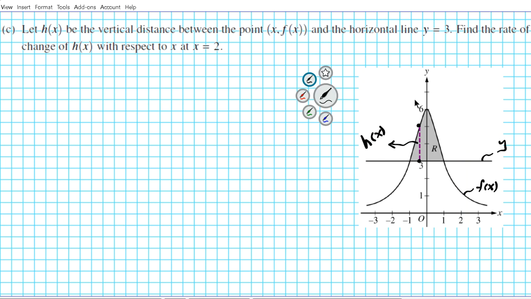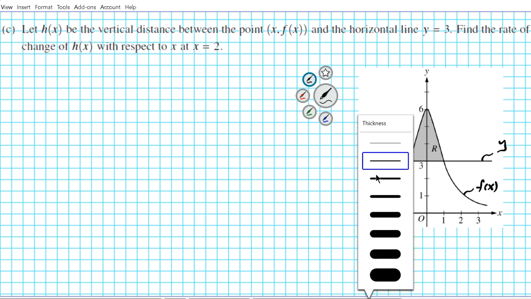Okay, so hold on, let's freeze for a second. We're looking at x equals 2. Oh dear, we gotta be careful with that. So we're looking at x equals 2. At x equals 2, we have a reversal happening. So let's put the line in the right spot.